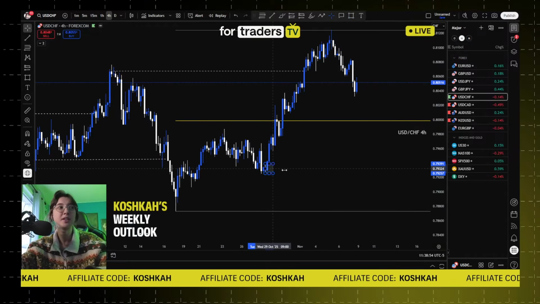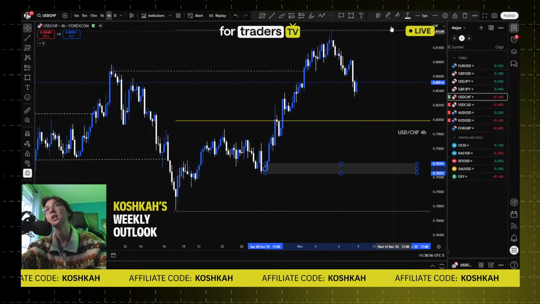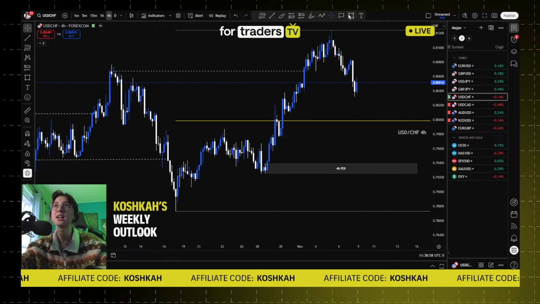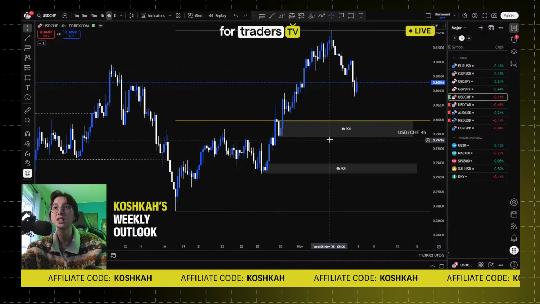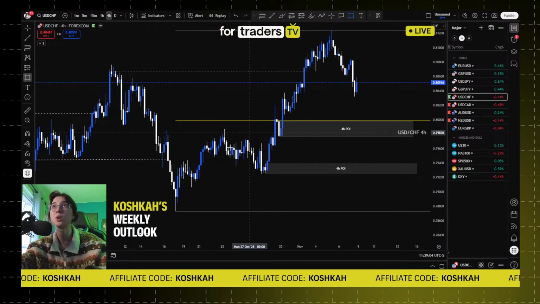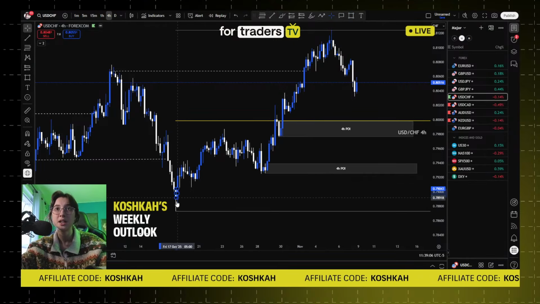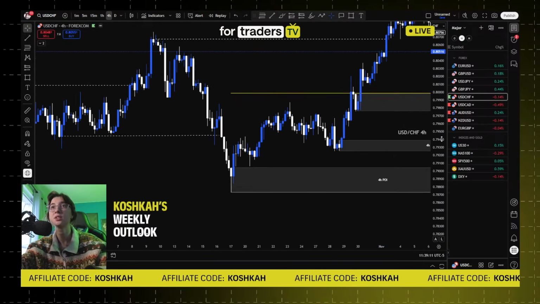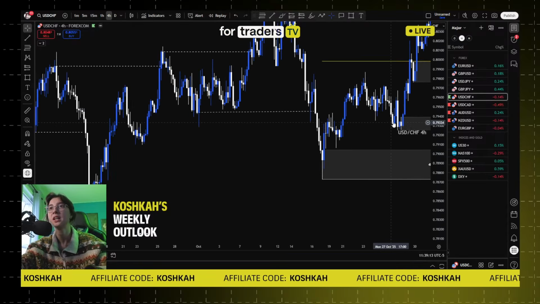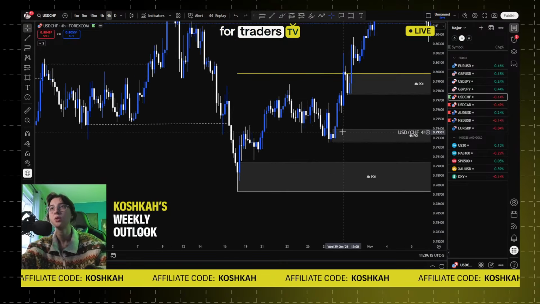So same thing, now we can identify our valid POYs. We have a 4-hour POY exactly right here. We also have a 4-hour POY exactly right here, and we have a 4-hour POY in the bottom exactly right here. So these are all the 4-hour POYs that we have. One here, one here, one here.